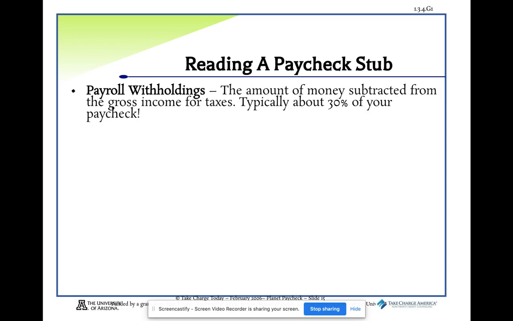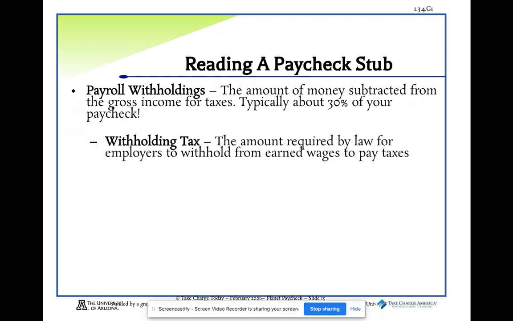All right, payroll withholdings. The amount of money subtracted from the gross income for taxes, it's typically about 30% of your paycheck. So that's easy to keep in mind when you are maybe setting a budget. I know when I first got out of college, I was very stressed about the money I would have, and I was trying to calculate a budget based on how much I knew I was going to get paid and how much I was spending in rent and all of that. So it was really helpful to know that 30% of my paycheck is going to be taken away, because then I can account for that and I'm not accounting for money that I won't actually have at that time.